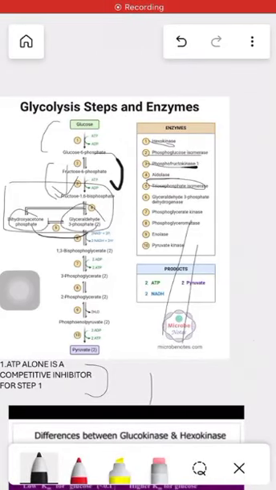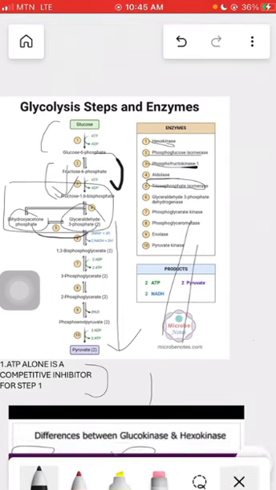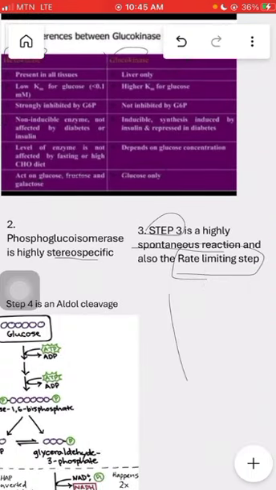So as I was saying, since in step 5 we produce 2 molecules of glyceraldehyde 3-phosphate, it means that from step 6 to step 10, everything that you see will be times 2. Everything that you see will be times 2. You understand? So let's look at something here. Maybe you understand it better here.